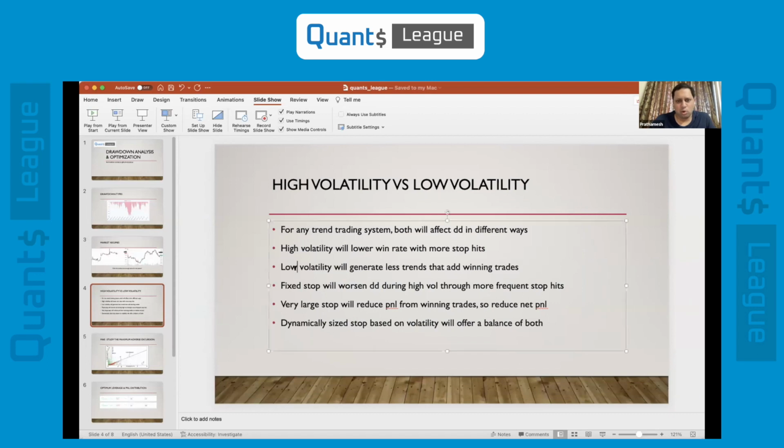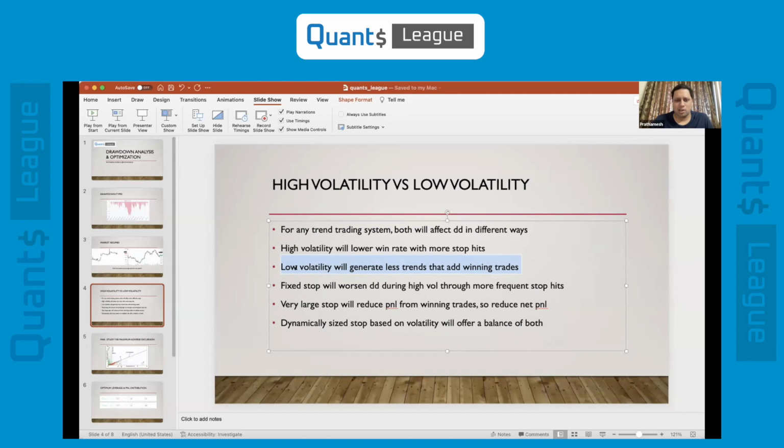Now compare this to low volatility, for example, 2017. If you traded intraday, the day's range in Nifty was not even 0.5%. Now, if you had any stop, even a small one or a big one, it's not necessarily going to be hit, but your target isn't going to be hit either. So high vol and low vol will both affect your drawdown, but in very opposite ways. High vol will lower your win rate because of more stops, but low vol will affect your drawdown by taking away your profitable trades because the market simply won't move.